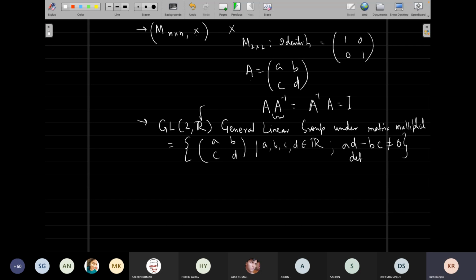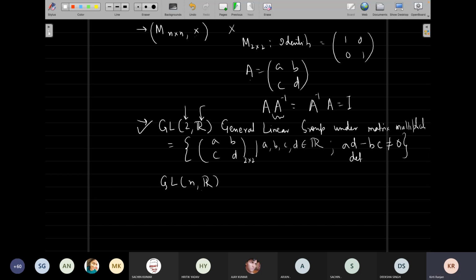Here all elements are real, and we are talking about 2 by 2 matrices. This is a group: the group of matrices in which the determinant is not equal to 0. The invertibility condition is true if the determinant is not equal to 0 for any square matrix. But this leads to a general G n.